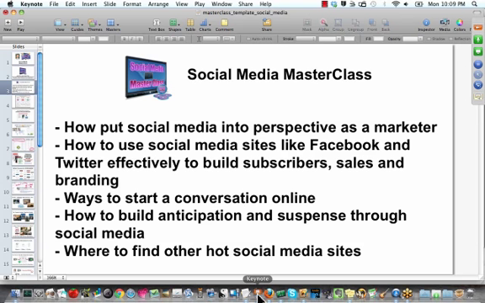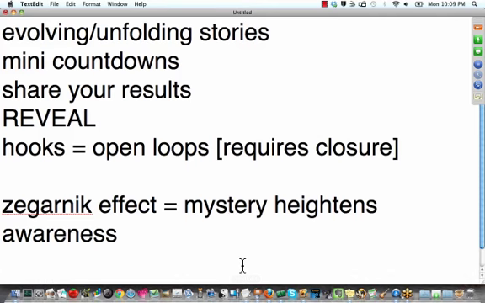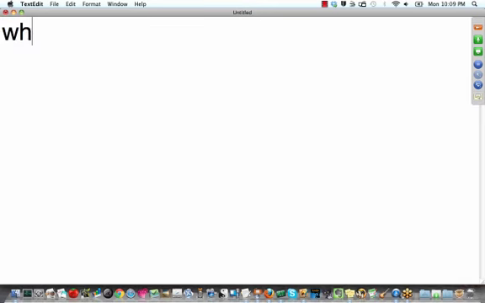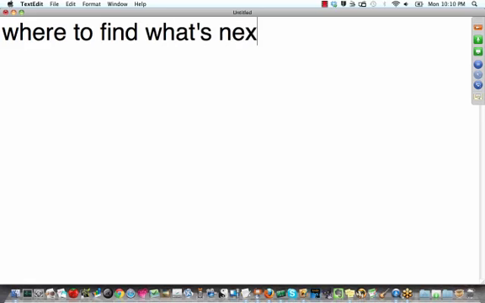So finally, where to find the other hot social media sites. And originally I had a site or two I wanted to give you. I wanted to say, I want you to look here, here, and here in order to be on the next big thing. But how do you find what's next when the next big thing is over, or has been replaced by something else? Well, here's how to do it.